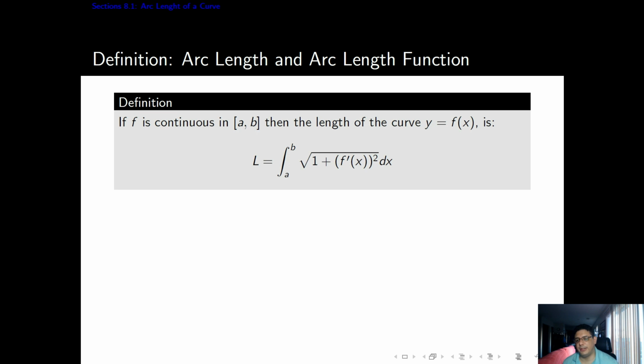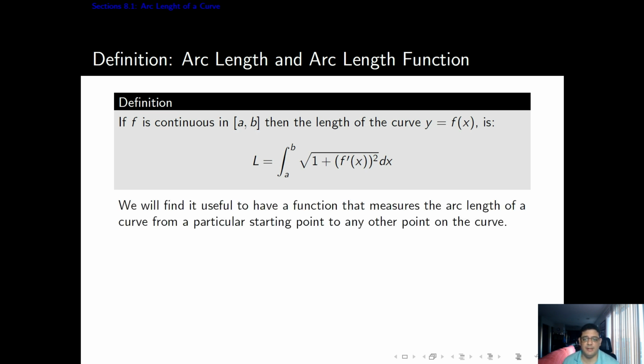Now, there are a couple of things that can come from here. Of course, the first is going to be the definition of the arc length. If f is continuous in an interval AB, then the length of the curve y equals f of x is measured by L equals the integral from a to b of the square root of 1 plus f prime squared dx.